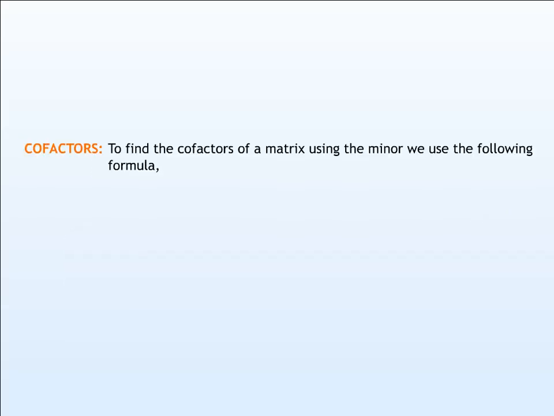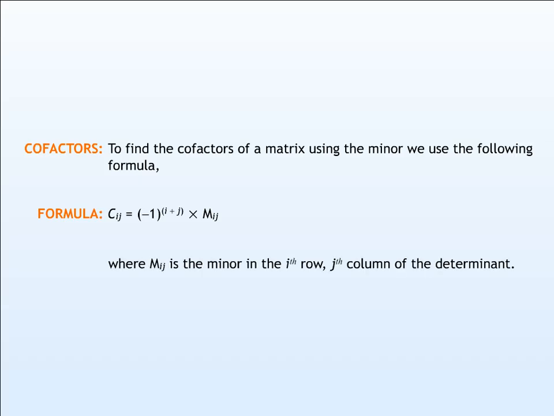By using the minors, we can find the cofactors of a matrix. Cofactor Cij corresponding to minor Mij is equal to minus 1 to the power i plus j times the minor Mij. Here i and j refer to the row and column in which the element lies. And Mij is the minor of the element that lies in the ith row and jth column of the determinant.